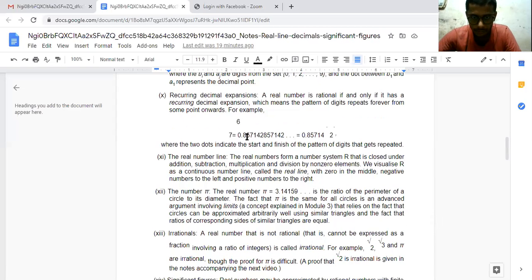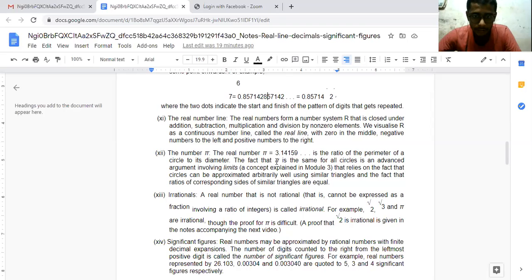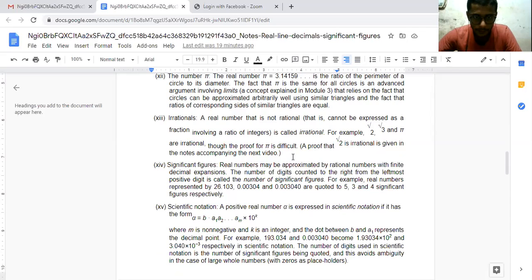For example, here a significant figure could be, this would be 1, 2, 3, 4, 5, 6, 7, 8. I mean, extending to a lot of numbers. Then we have pi, 3.14159, a special number. Irrational numbers don't have a recurring pattern. For example, 2 under root 2 is an irrational number.